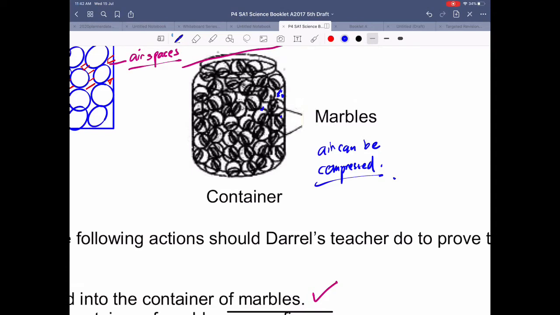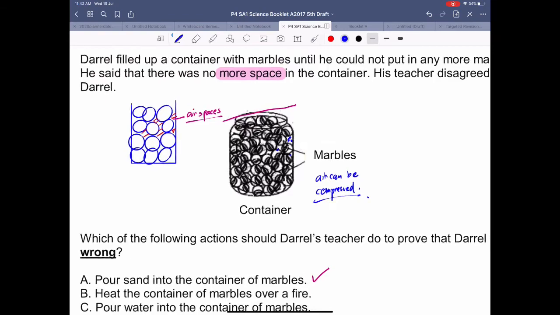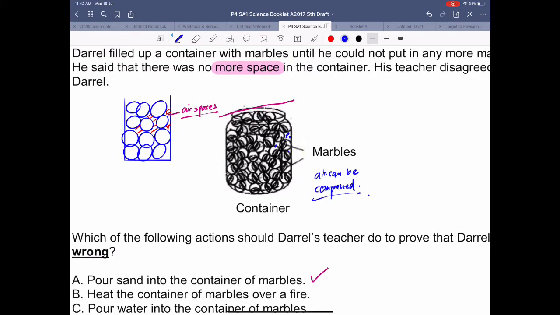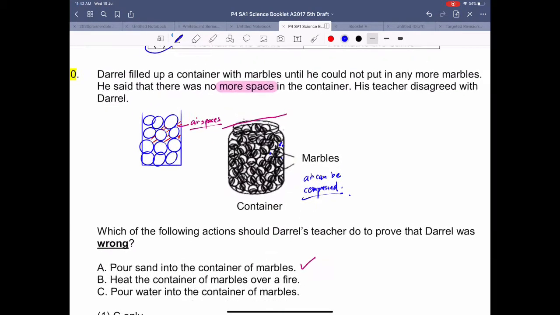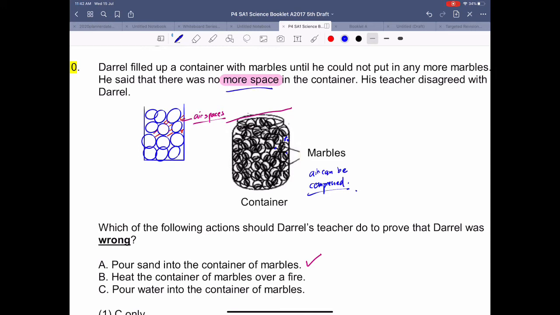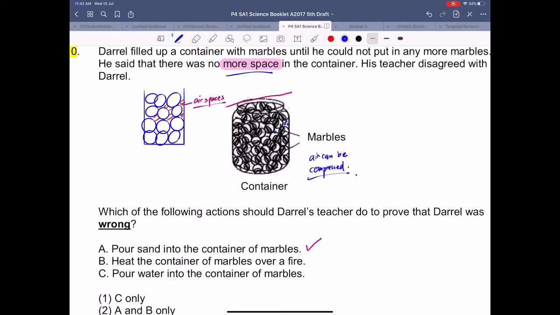So you cannot say that there are empty spaces in it. It's a bit funny because in a way there is still space, but the space is created. That means you cannot say that it is totally empty, it's filled with air. But it's only created because as you pour the sand in, you compress the air in between the marbles.